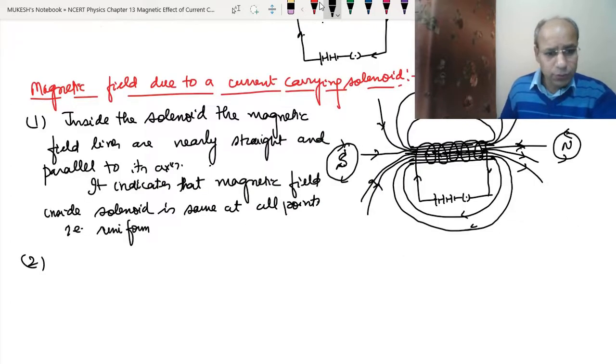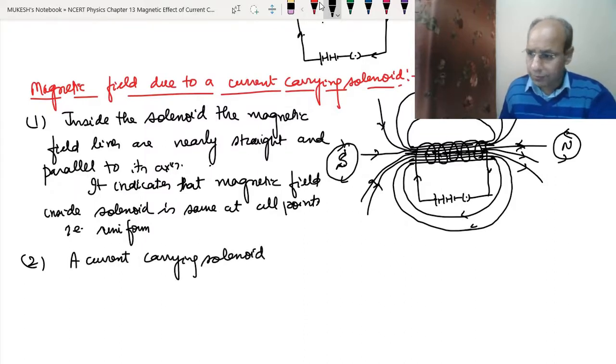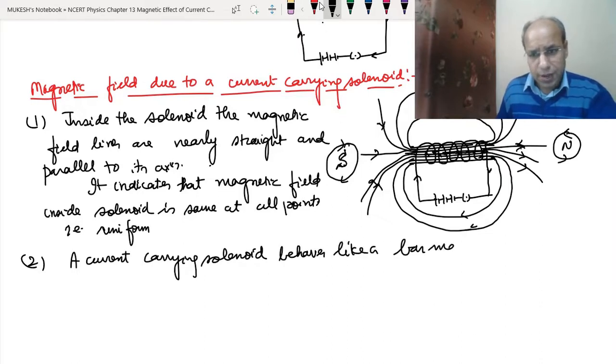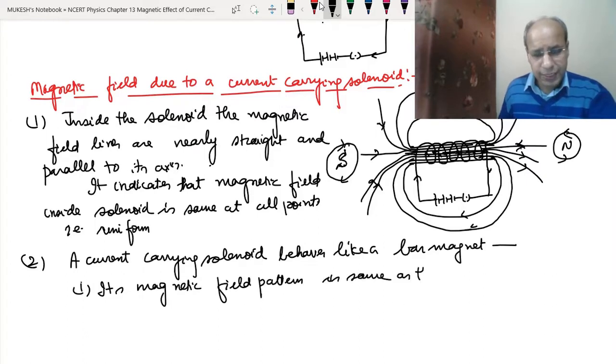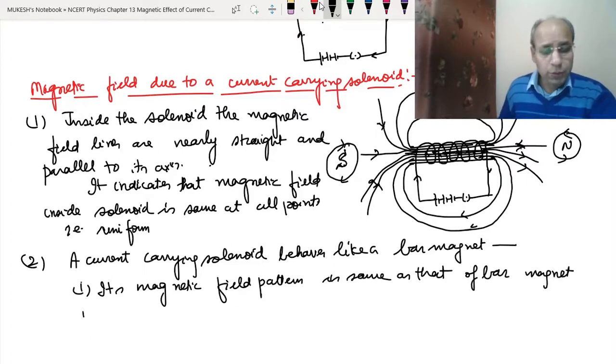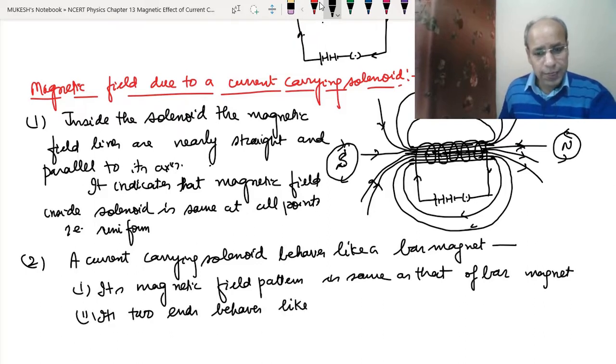Okay, number two, a current carrying solenoid behaves like a bar magnet. How can we prove it? How can we write it? Number one, its magnetic field pattern is the same as that of a bar magnet. Okay, this is the first point that we can write here. Number two, its two ends behave like south and north pole, just like the bar magnet.